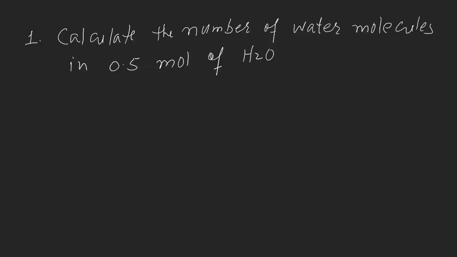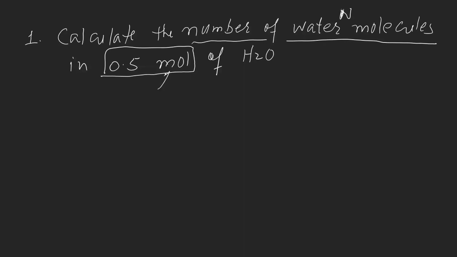Let's say we have this question. As you read the question, I want you to pull out what is capital N, what is small n, or what is NA. NA you should know already. So calculate the number of water molecules. Number of water molecules means that this is capital N. So they want you to find capital N, because number of molecules, number of atoms, number of ions, anything which is number of these units, it is capital N. So capital N is the question mark. And what is given to you? The moles. How do you know that moles are given to you? Because the unit is mol.